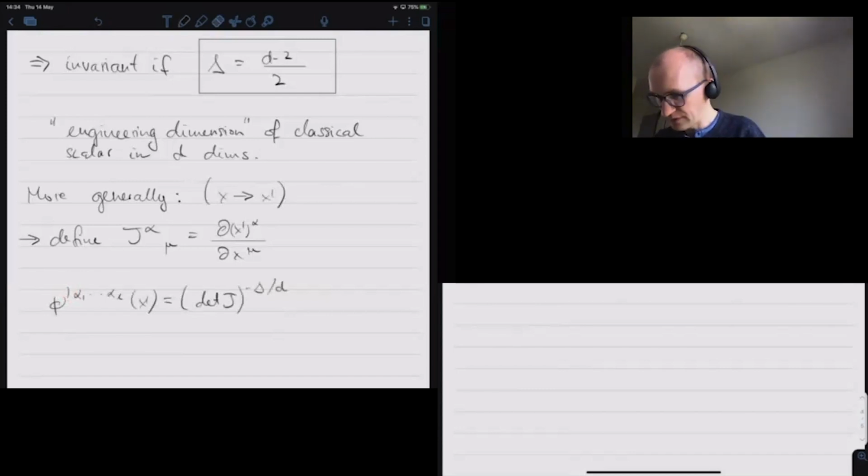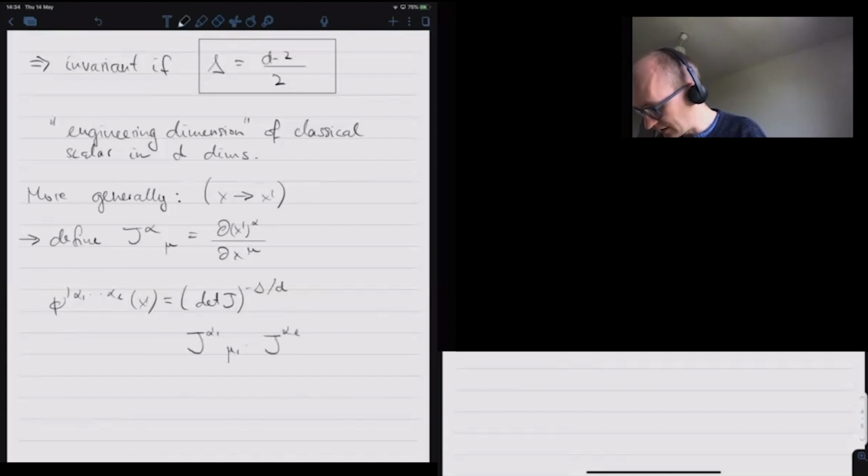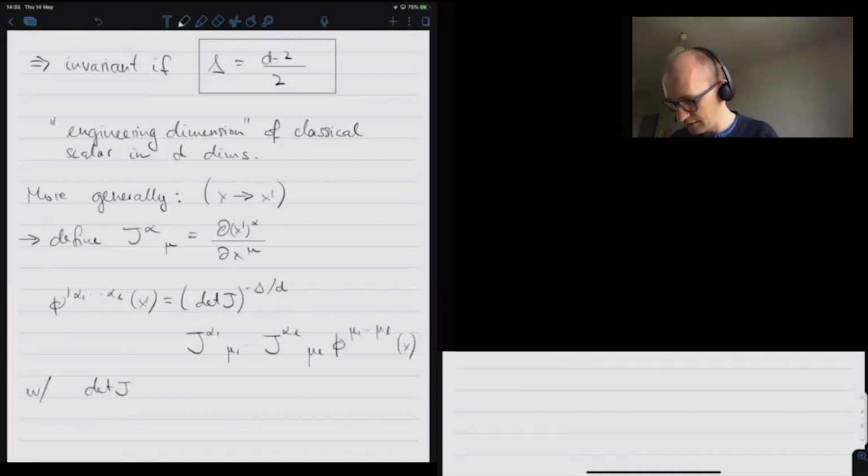And then each of the indices picks up one factor of this Jacobian. So J alpha L mu L phi of mu 1 through mu L of x. Okay, and then we have the determinant of this Jacobian. Well, one of them we've already worked out. This is the case of the dilatation, lambda to the d for dilatation.